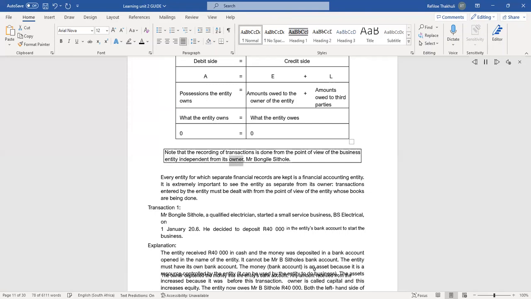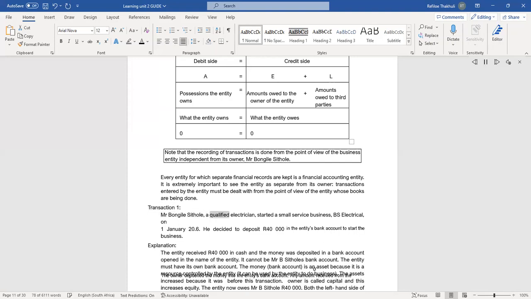Note that the recording of transactions is done from the point of view of the business entity, independent from its owner, Mr. Bong-il Sithole. Every entity for which separate financial records are kept is a financial accounting entity. It is extremely important to see the entity as separate from its owner. Transactions entered by the entity must be dealt with from the point of view of the entity whose books are being done.